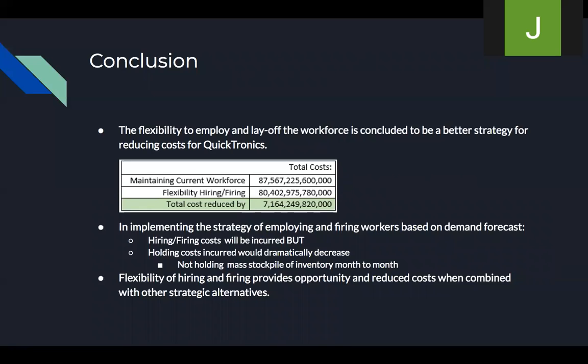Looking back, we can see the flexibility to employ and lay off the workforce is concluded to be a better strategy for reducing costs for Quicktronics. In this small graph here, we can see when they maintain their current workforce, their total cost was 87.567 trillion, whereas when they had the flexibility of hiring and firing, their total cost was 80.402 trillion. The flexibility of hiring and firing reduced the total cost by 7.164 trillion.